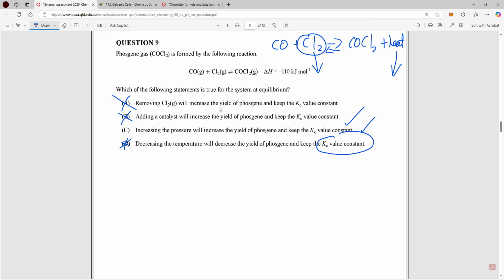Decreasing the temperature will decrease the... actually no, that one's also incorrect. Because if you decrease the temperature, you're taking energy from this side here.